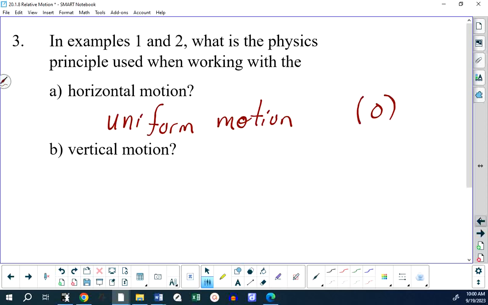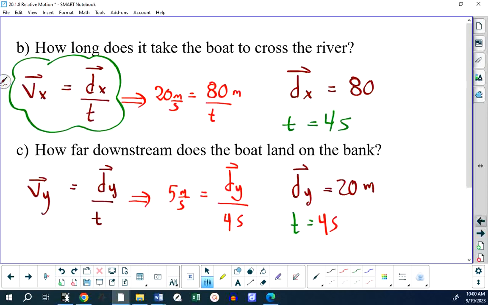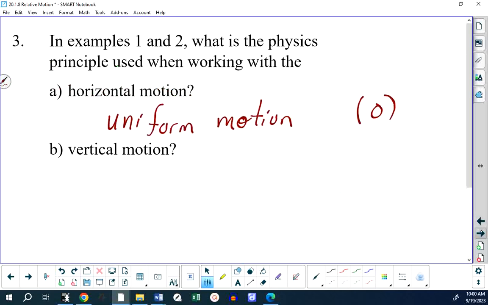When we analyzed the vertical motion of the boat, which was part C, did we still use uniform motion? Well, we still use speed equals distance over time. The fact of the matter is the river is flowing at a constant speed in a straight line, so when you analyze the vertical motion, it's uniform motion. Which also, of course, is physics principle 0. So we're done with the lesson, okay? But let me explain the exam question as it would appear.